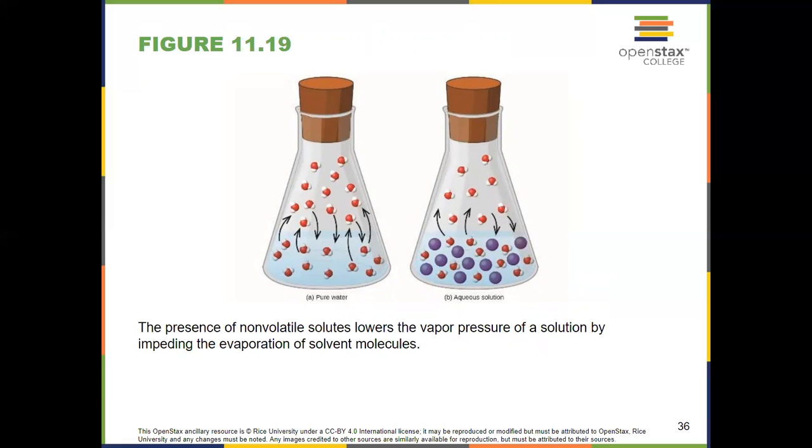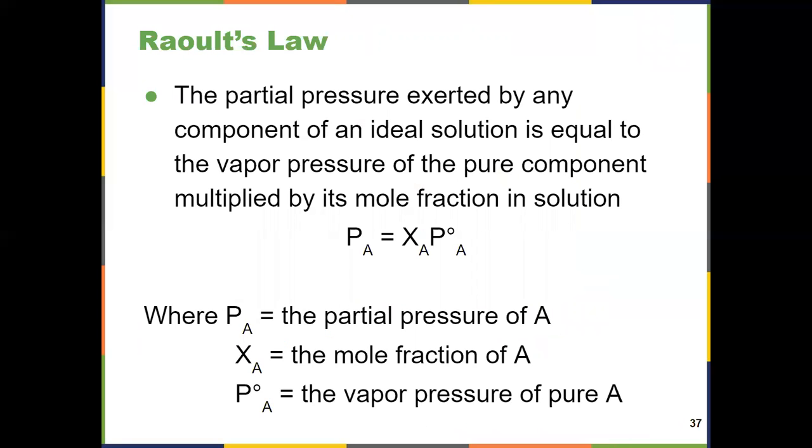And we can actually do some math with this using Raoult's law. What that tells us is that the partial pressure exerted by any component of an ideal solution is equal to the vapor pressure of the pure component, which is P naught A, multiplied by its mole fraction. So here's Raoult's law. We'll use this to do some math. The partial pressure of whatever we're looking at, just calling it A in general, is equal to the mole fraction multiplied by the vapor pressure of the pure solution.